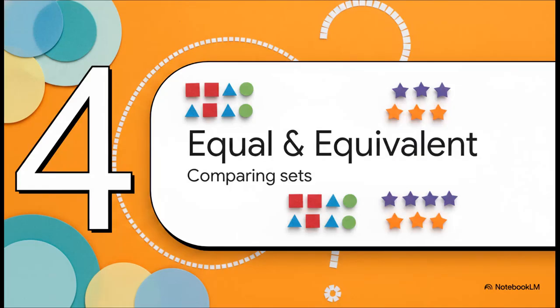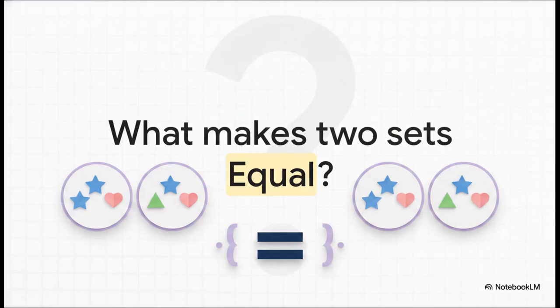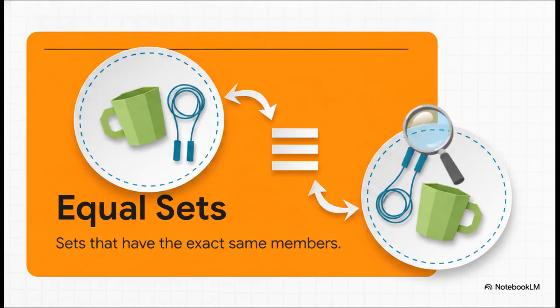All right, section 4, equal and equivalent sets. Now, I've got to warn you, my dear candidate, these two words sound very, very similar. But in math, they mean two completely different things. Let's make sure you don't get tricked. First up, let's look at the word equal. What do you think must be true for two sets to be called perfectly equal? Take a guess. Equal sets are sets that have the exact same members. They literally must be identical.